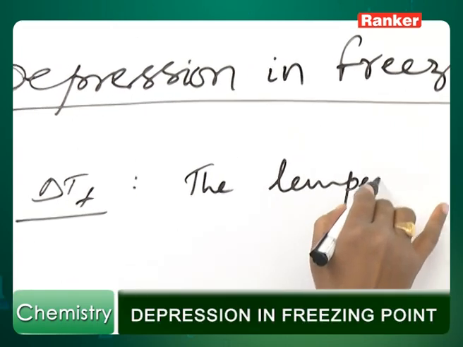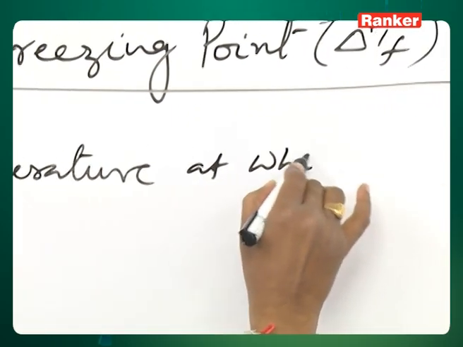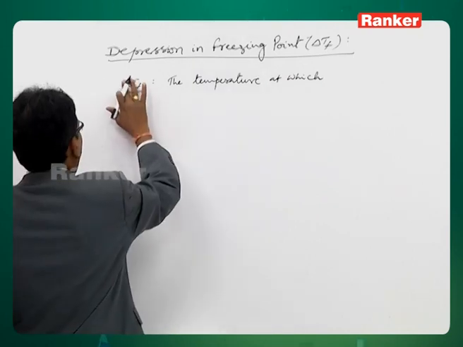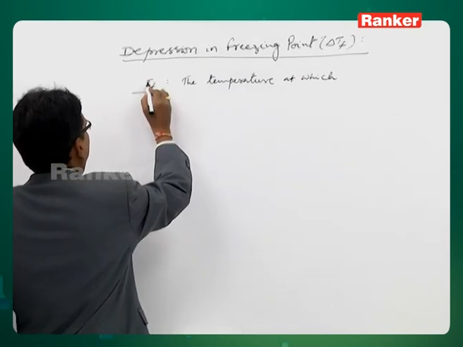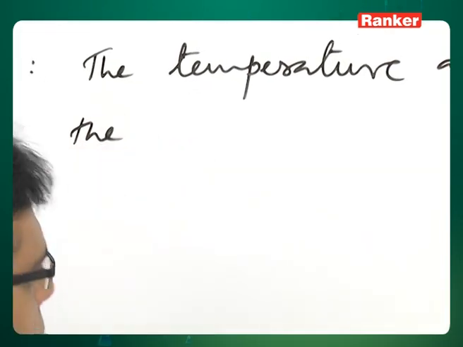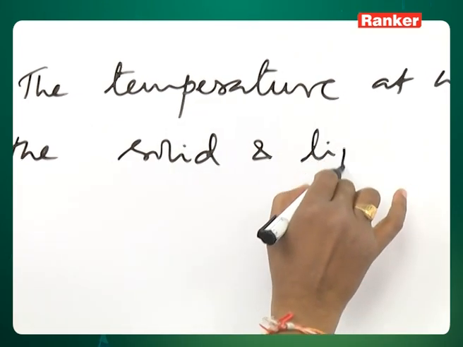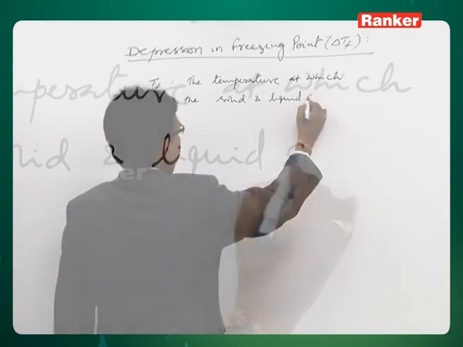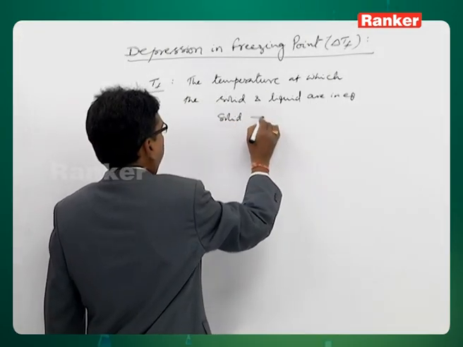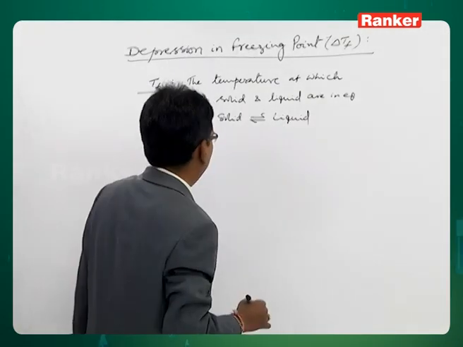temperature at which, first of all, freezing point is defined as the temperature at which the solid and liquid are in equilibrium. Solid, liquid, equilibrium. That is what we call freezing point.